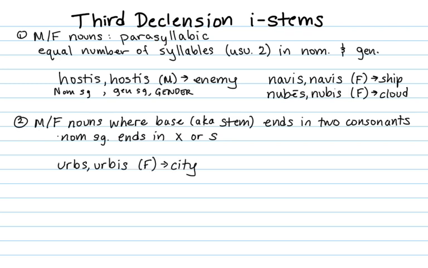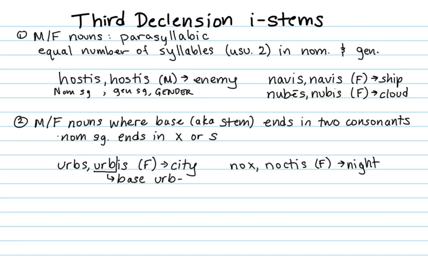So for example, urbs, urbis, if you go to the second part of the dictionary entry, the genitive singular, and you lop off the IS, you get the stem urb. That stem or base, urb, ends in 2 consonants, RB. Therefore, this is an I stem noun, and it follows the I stem endings learned in this chapter.